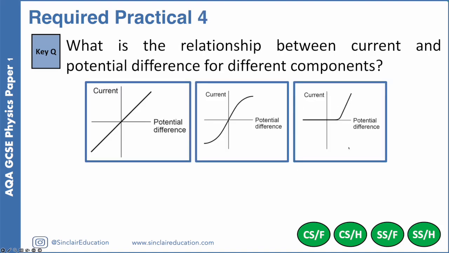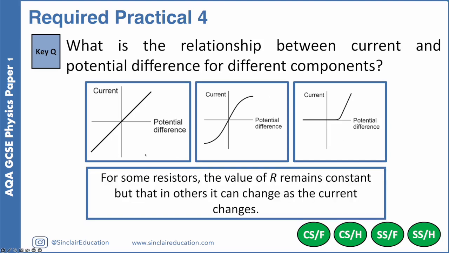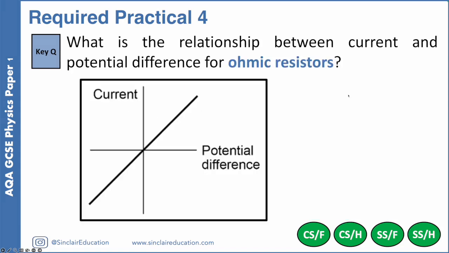The next practical looks at IV characteristics for different components. Now, as a quick summary, we'll find different kind of features depending on the component itself. Ohmic conductors will tend to show a directly proportional relationship. A filament lamp has got this curve, while a diode is used in circuits because it only allows current to flow in one direction.